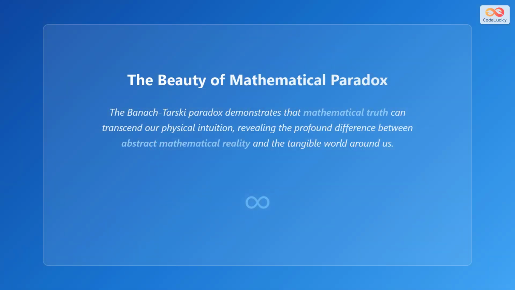In conclusion, the Banach-Tarski paradox demonstrates that mathematical truth can transcend our physical intuition. It reveals the profound difference between abstract mathematical reality and the tangible world around us. It's a testament to the power and beauty of mathematics, where the infinite can lead to truly mind-bending results.